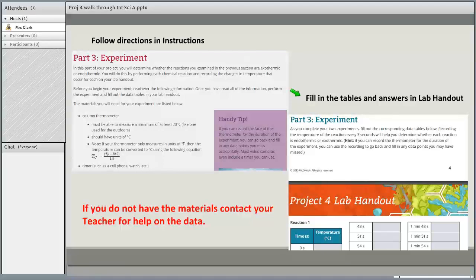Now, please note, if you have trouble getting the materials, you can contact your teacher. They have some data for you to use, and you will just need to interpret the data. It may be in the teacher notes, or you may need to actually call your teacher to discuss it. But you will fill out both of these tables. There's one for reaction 1 and one for reaction 2.